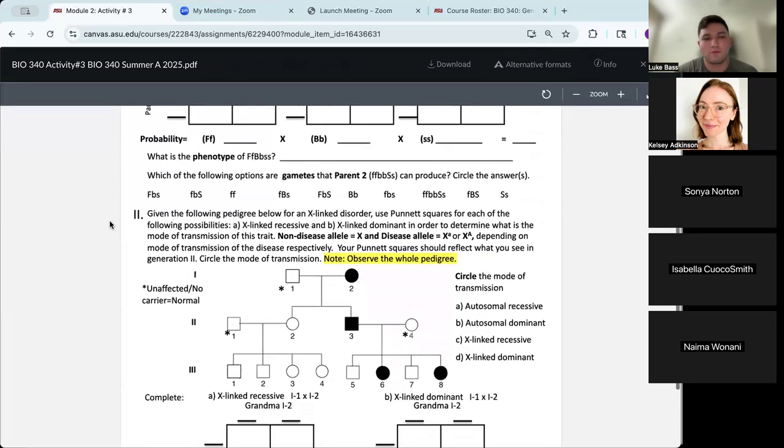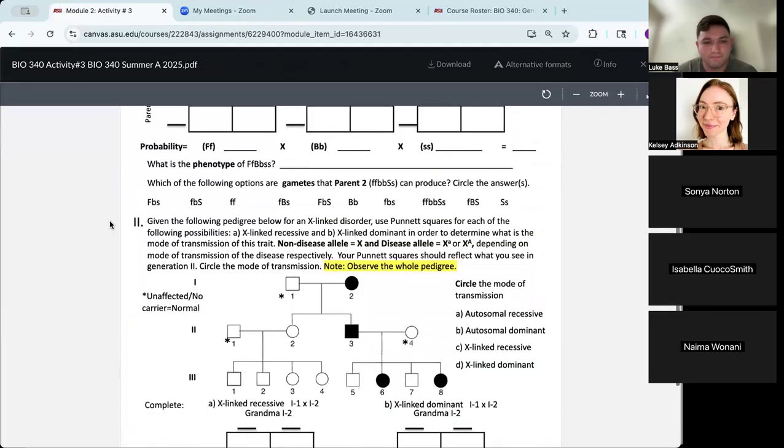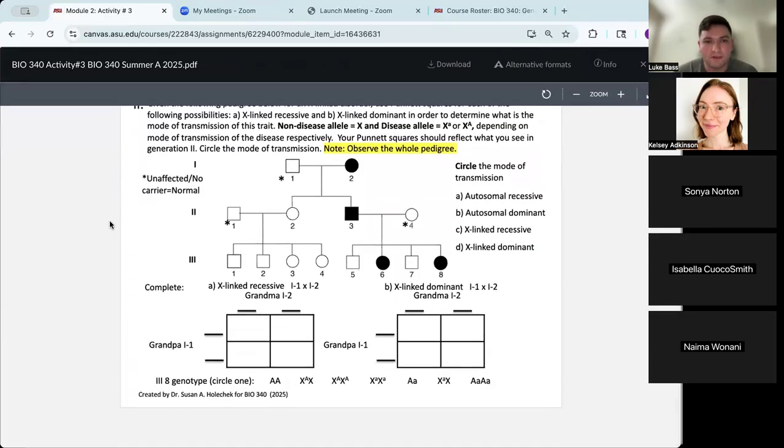So yeah, once again, if everyone feels pretty good about activity three, you can also just ask questions about other things about the class so far.